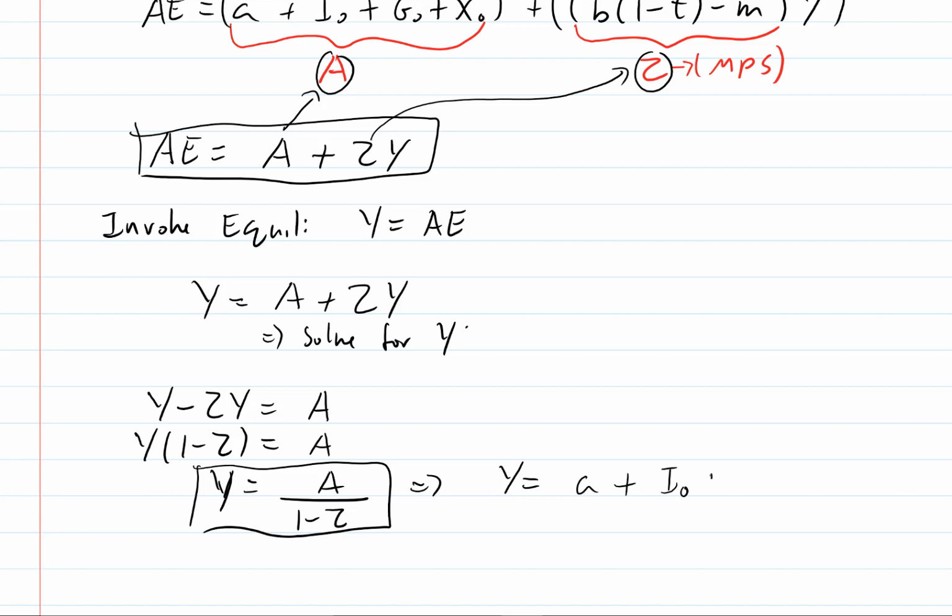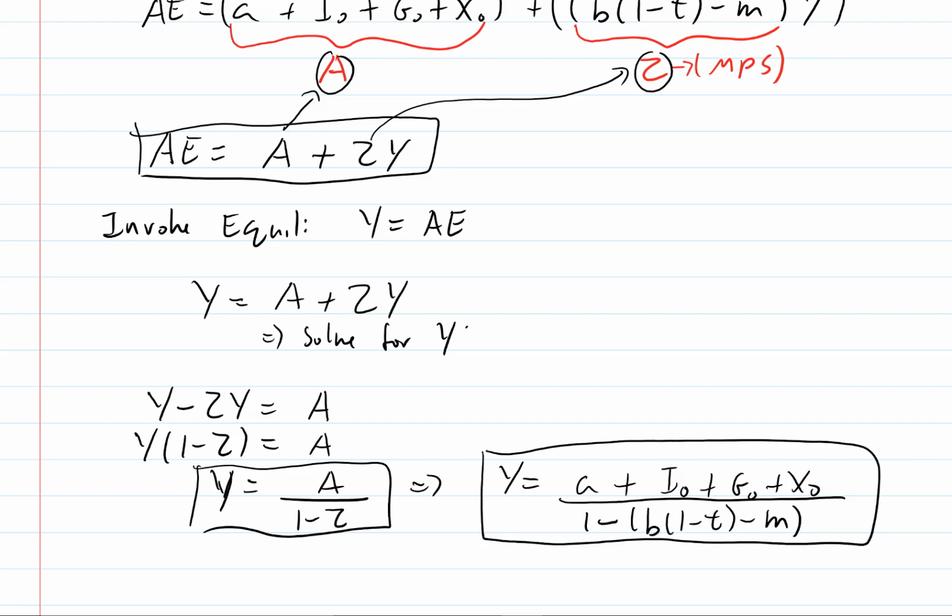So A plus I0 plus G0 plus X0 over 1 minus B(1 minus T minus M). And so now we've derived our equilibrium when we've added foreign trade, so net exports, as well as government expenditure and taxation.